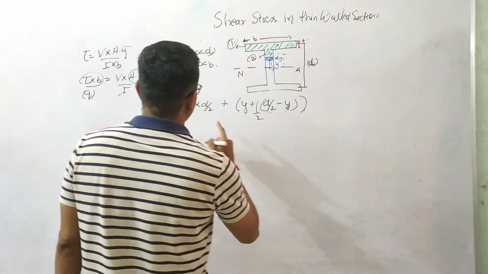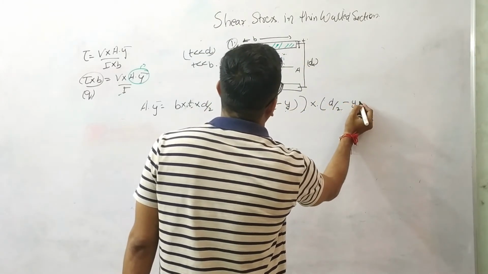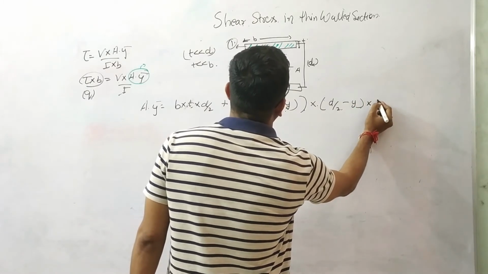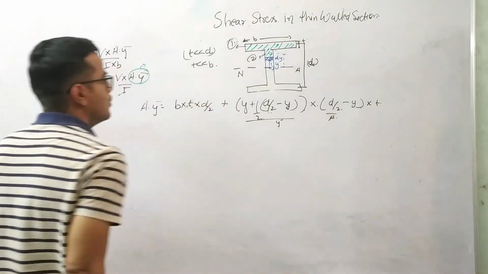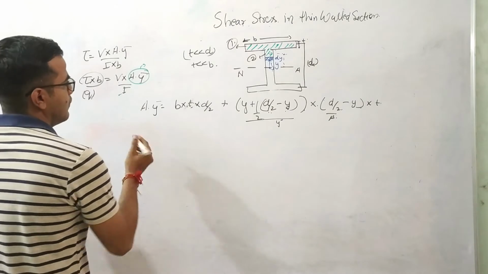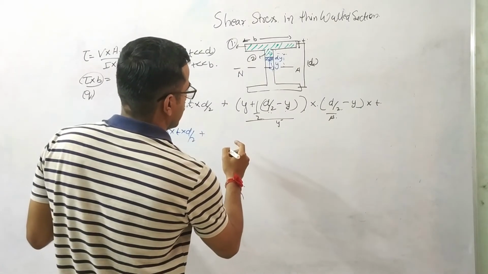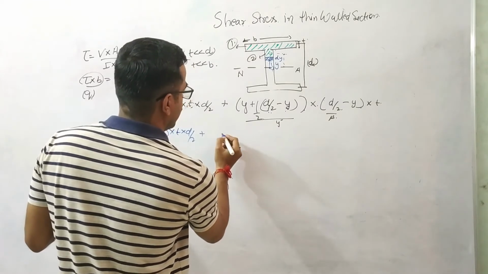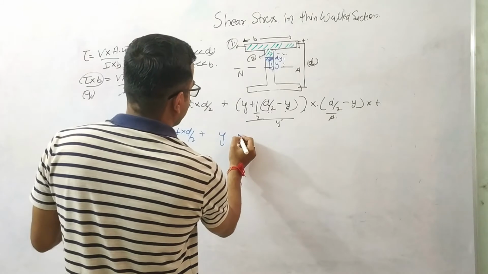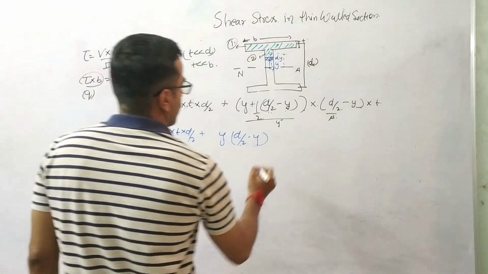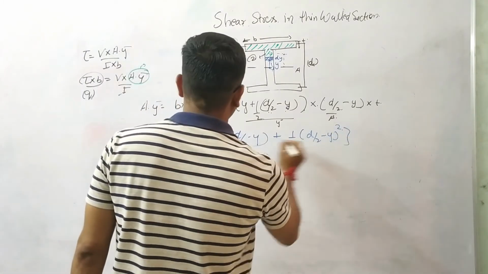So it will look like this, and the area of this portion is d by 2 minus y, into t. This is the y bar of this portion, and this is the area. If I solve this, A y bar is b into t into d by 2, plus t times y plus half of d by 2 minus y, into d by 2 minus y, which is half of d by 2 minus y the whole square, with t outside in the multiplication.